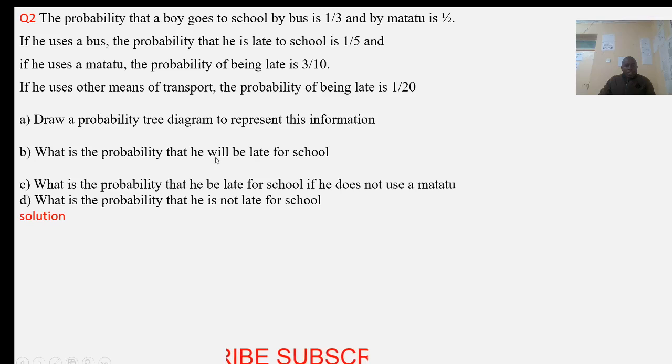What is the probability that he will be late for school? What is the probability that he will be late for school if he does not use a matatu? What is the probability that he is not late for school?